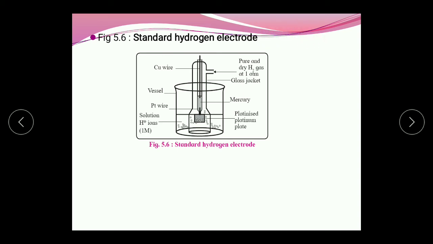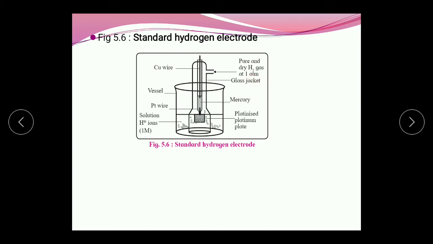Now, this total assembly with the narrow glass tube and platinized platinum plate is covered from the outside by an outer glass jacket. And that glass jacket has one inlet at the upper end. This inlet is for the bubbling of pure and dry hydrogen gas at 1 atmospheric pressure. The conditions are maintained to get zero potential.